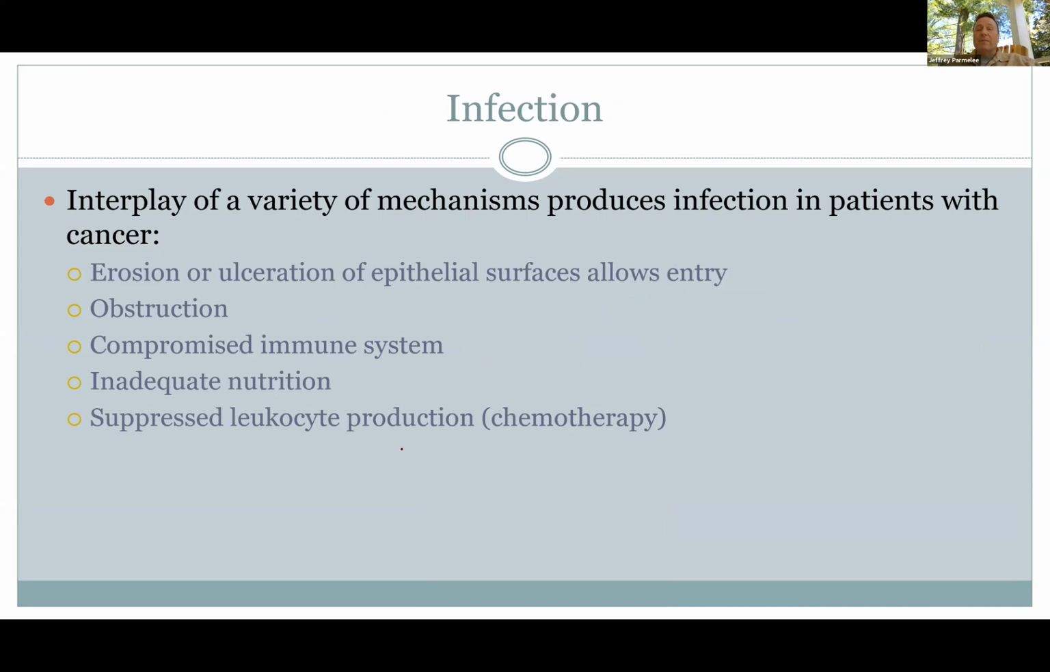An infection is what often will kill a cancer patient. If you have ulcers and sores, that allows bacteria to get in that way. When you obstruct something, fluid will build up and bacteria will start growing in that. If you have cancer, often your immune system is compromised, either naturally, through some kind of leukemia or lymphoma, or through chemotherapy or radiation, which destroys your bone marrow. So you're more likely to be infected.